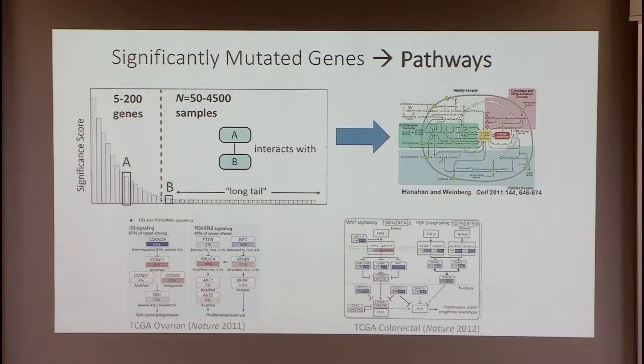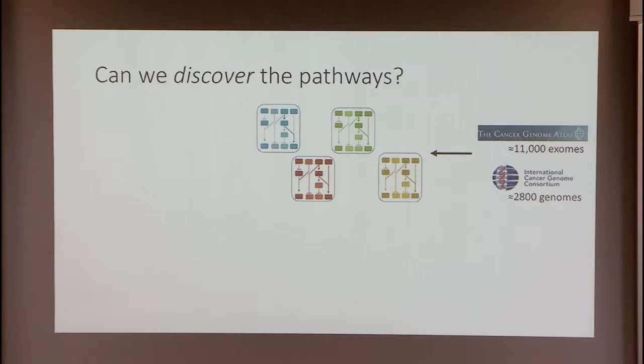So if we do a thought experiment and we think that cancer is driven by mutations in pathways, then with enough data, shouldn't we be able to discover the pathways? Shouldn't they somehow reveal themselves? We could have discovered the pathways by figuring out one gene at a time that it's a cancer gene, but could we do better?